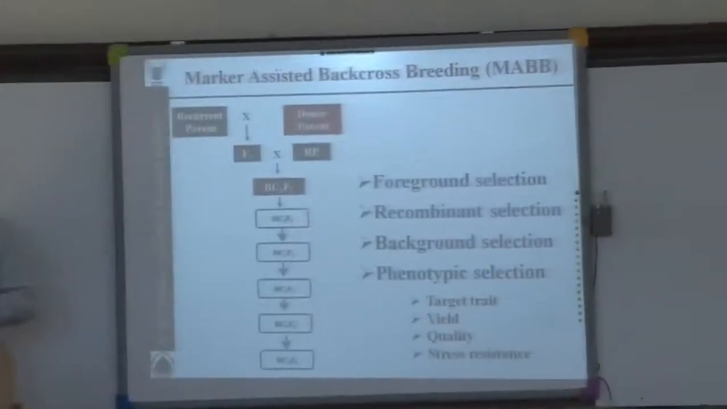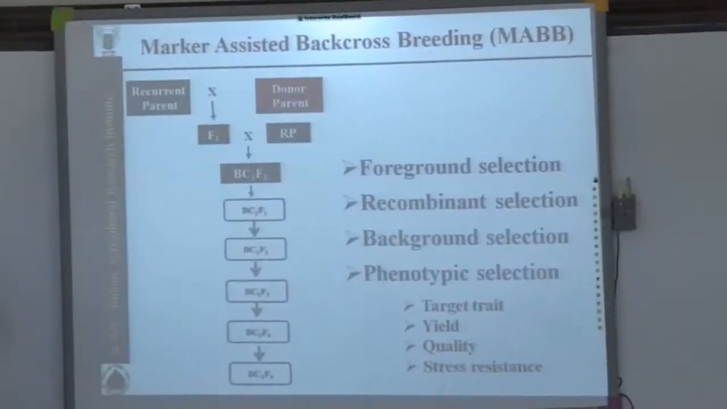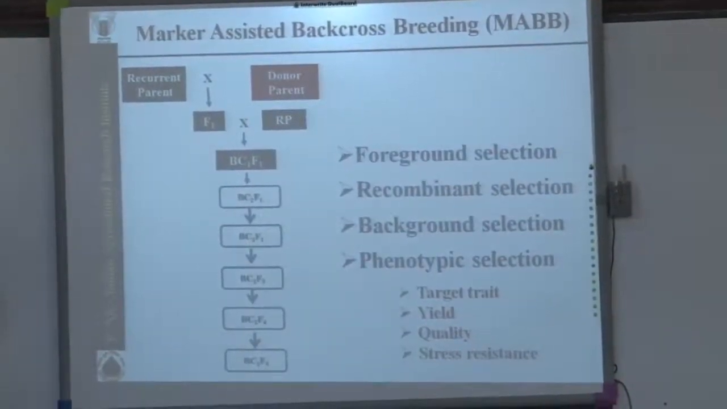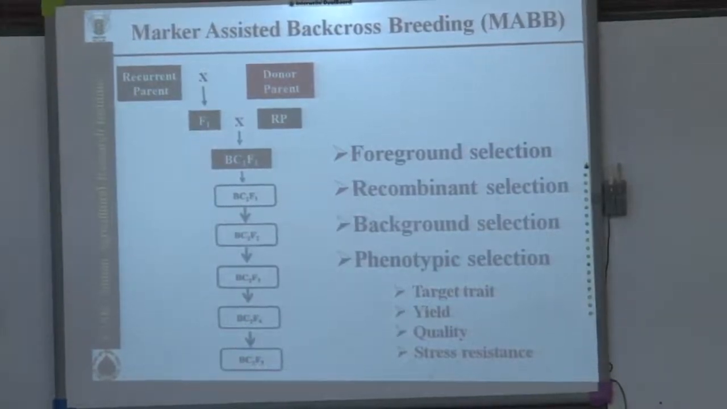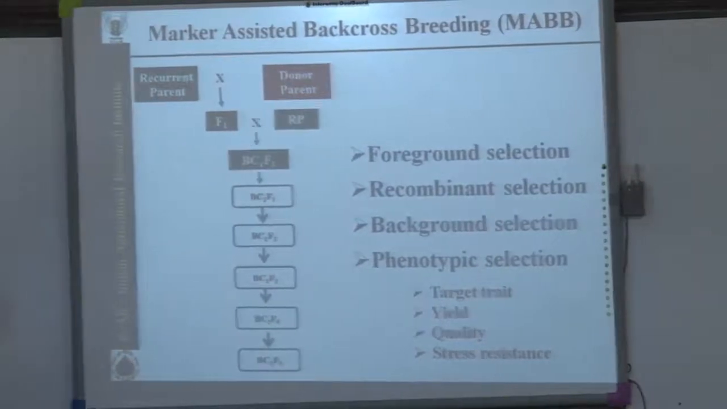So that's where we started working on this through molecular marker-assisted backcross breeding. And this is the typical scheme where, as you all know, in a backcross breeding program, we have a recurrent parent, which is a very good variety, widely adopted, high yielding, but it lacks in one or two specific characters. And to rectify the specific weakness of an otherwise good variety, we go for backcross breeding. In backcross breeding, we use a donor parent and a recipient parent, and then we do repeated backcrossing with the recurrent parent to recover the genome of the recurrent parent with one or two or three traits from the donor parent, as the case may be.